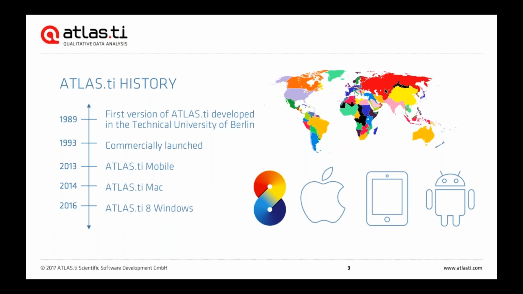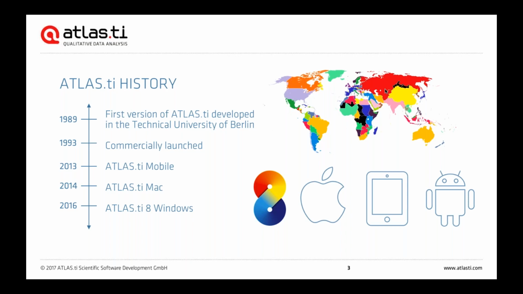And where does ATLAS.ti come from? Well, the first version was developed in the Technical University of Berlin in 1989. And indeed, our headquarters today is in Berlin, but we now also count on offices and users all around the world. So ATLAS.ti has been on the commercial market for well over 20 years now.